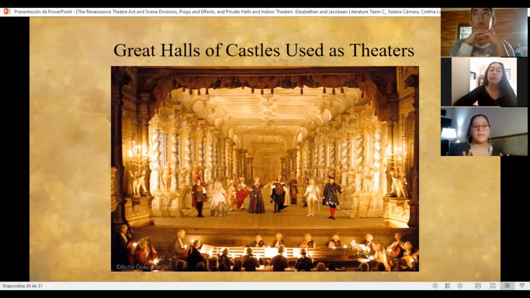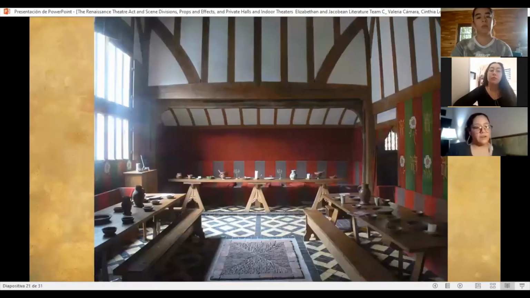This could be an equivalent of the Italian Renaissance studiolo, or a modern English studio, which works as a form of theater. Then we have the manor houses, which is almost like the Great Hall.